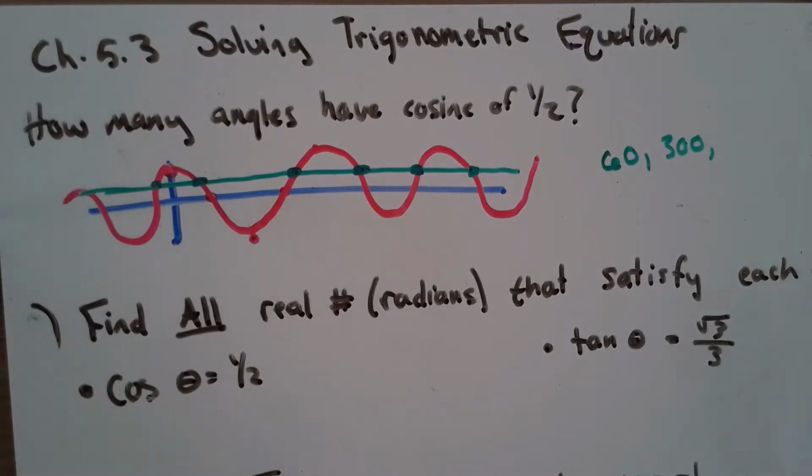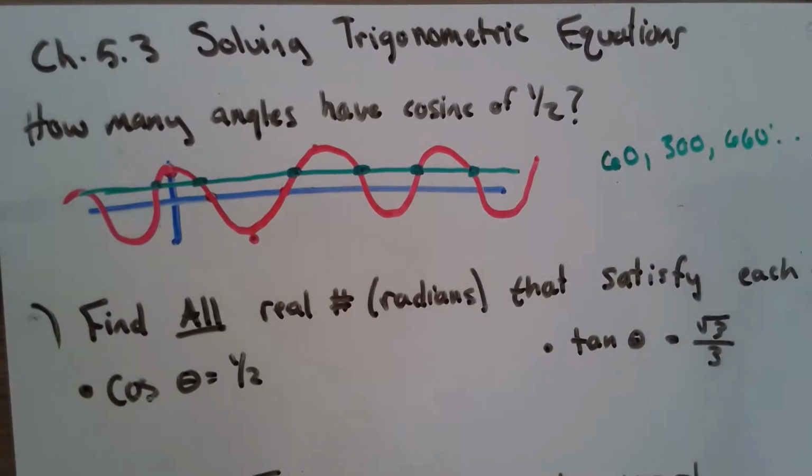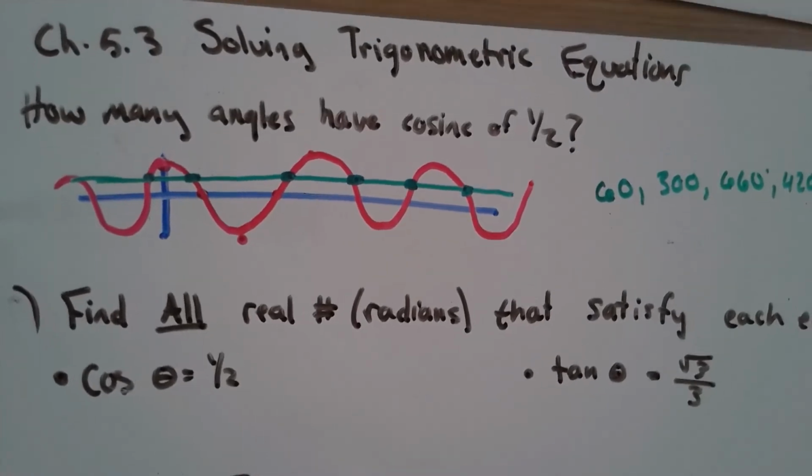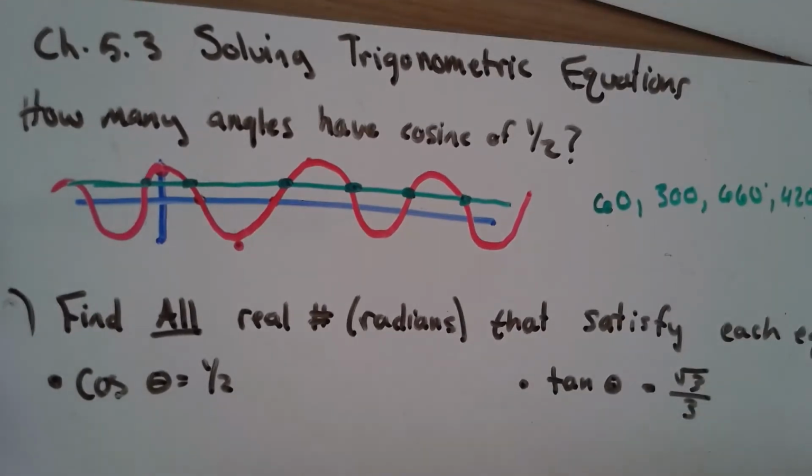Well, 300 plus 360, so that's 660 degrees. 60 plus 360, so 420. Okay, so this could go forever, and you guys can't see that. So when we look at solutions for trigonometric equations, we have to be careful. If it says to find them all, we actually technically have to list them all.